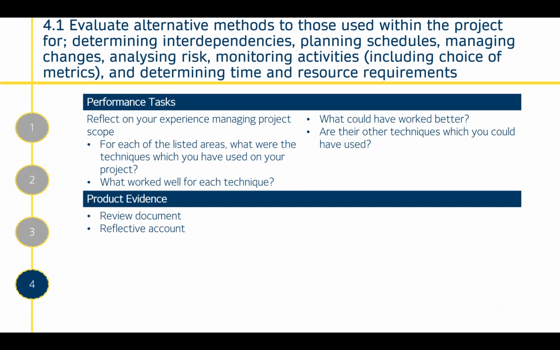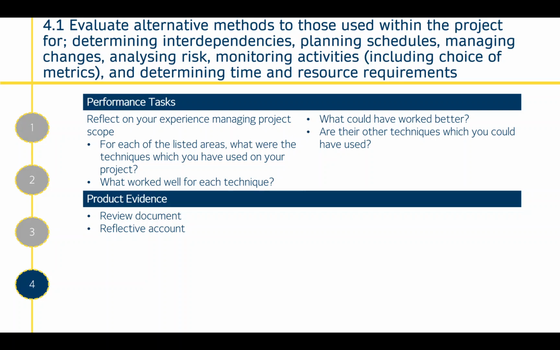The last outcome for this unit, 4.1: evaluate alternative methods for those used within the project for determining interdependencies, planning schedules, managing changes, analysing risk, monitoring activities, including a choice of metrics, and determining time and resource requirements. So 4.1 is a list. There are a lot of different points on the list, and it's important that all of these points are covered.